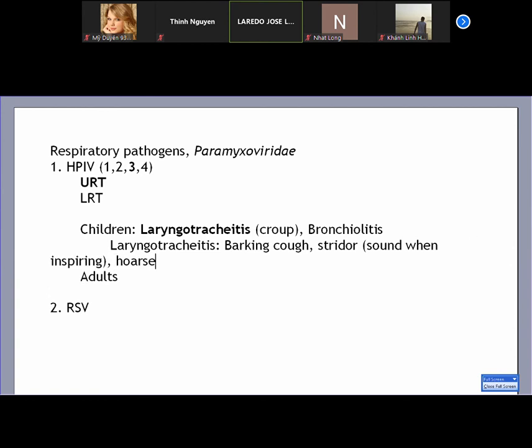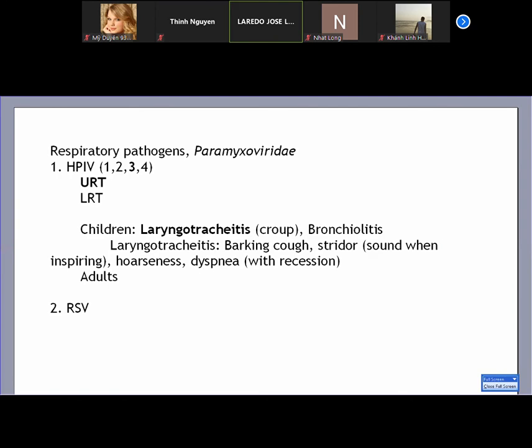Hoarseness. This is not microbiology, okay? This is pediatrics, but I have to tell you. Hoarseness and sometimes dyspnea. Dyspnea with recession sometimes. This is laryngotracheitis, okay? Usually produced by parainfluenza viruses.